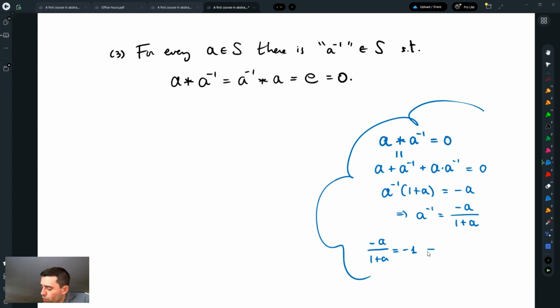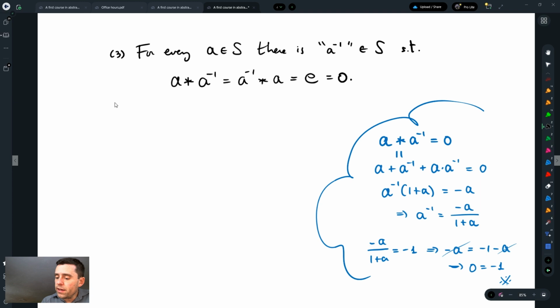So let's see what would happen in that case. In that case, I have minus A is minus 1 minus A, and these cancel out, so that 0 is minus 1, which is not going to happen in the real numbers, so we are safe. So then, indeed, there is such a thing as A inverse.